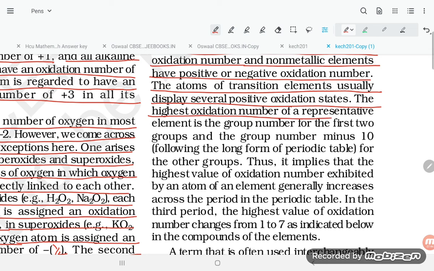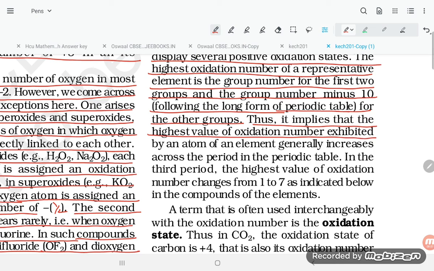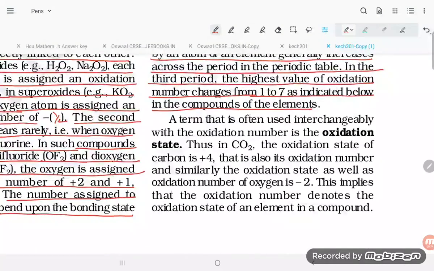The highest oxidation number of a representative element is the group number for the first two groups, and the group number minus 10 for groups following them in the periodic table. Thus it implies that the highest value of oxidation number exhibited by the atoms of elements generally increases across the period in the periodic table. In the third period, the highest value of oxidation number changes from 1 to 7, as indicated below in the compounds of the elements.